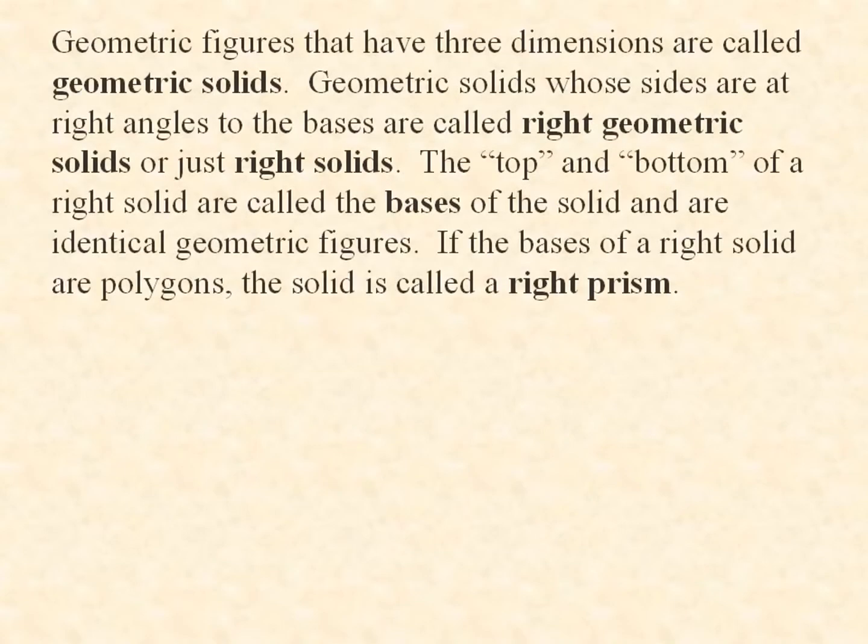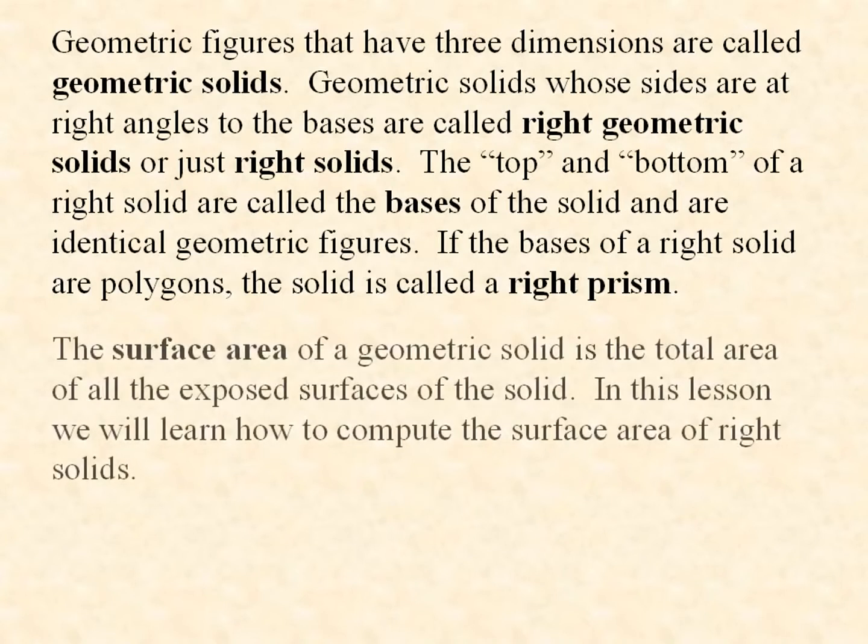Geometric figures that have three dimensions are called geometric solids. Geometric solids whose sides are at right angles to the bases are called right geometric solids, or just right solids. The top and bottom of a right solid are called the bases of the solid and are identical geometric figures. If the bases of a right solid are polygons, the solid is called a right prism.